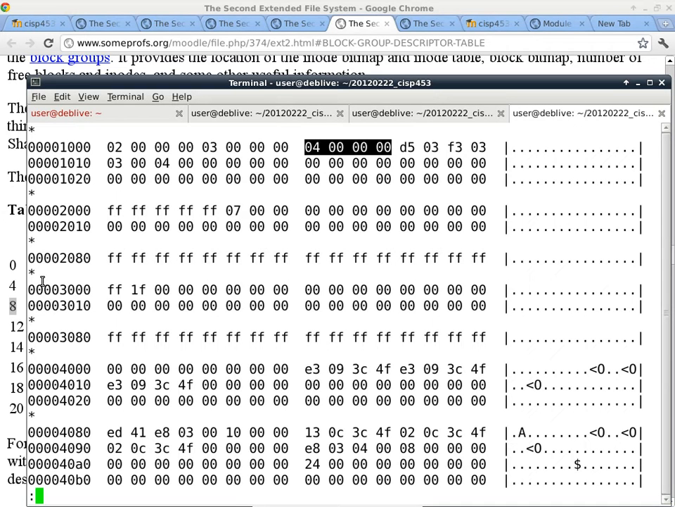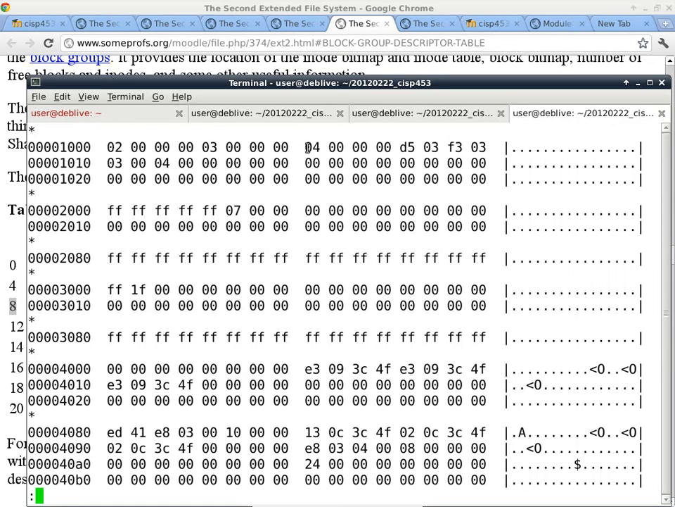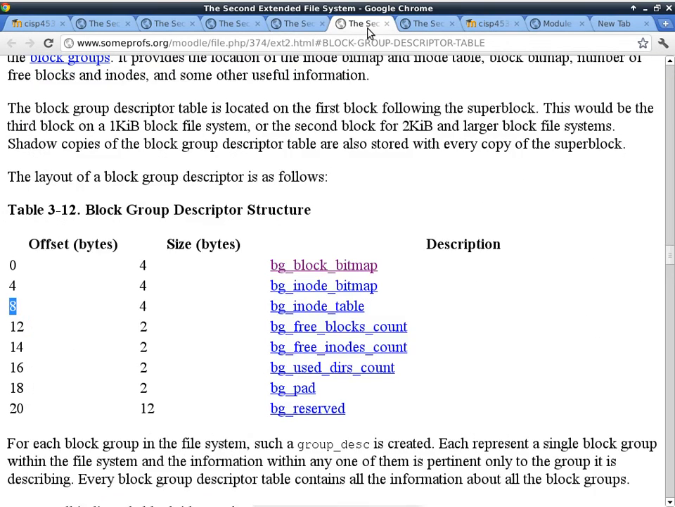Are we doing okay so far? Okay, let me just repeat this part again. These 32 bytes are one block group descriptor. And inside here, from byte offset 8 to byte offset 11, these 4 bytes, according to the documentation, are our inode table. It tells me how to find the inode table.